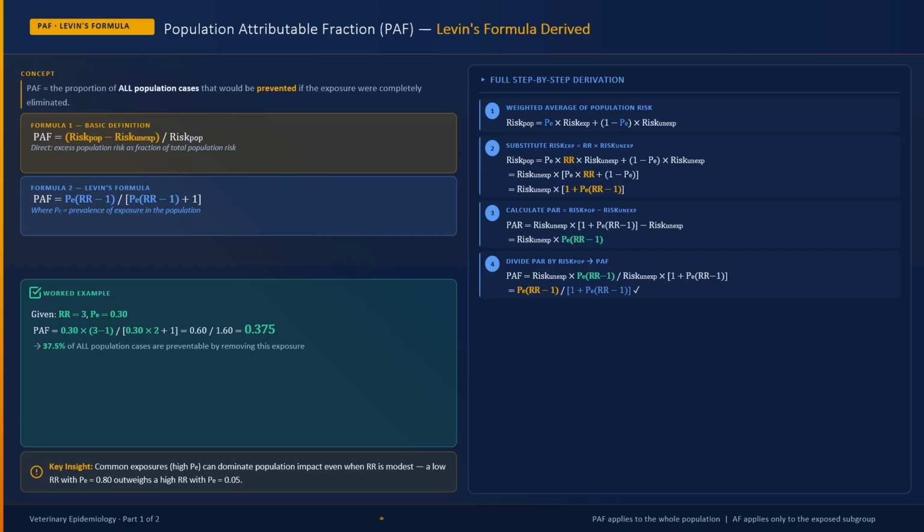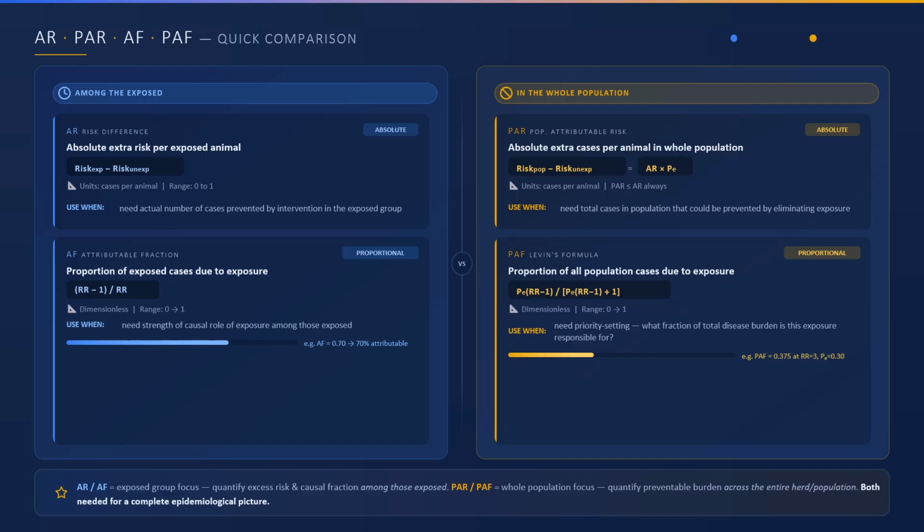The key insight for exam scenarios. A common exposure with a modest risk ratio can outweigh a rare exposure with a dramatic risk ratio. Prevalence drives population impact. Put all 4 attribution measures side by side because exam questions live in the differences. Left column is the exposed group. Right column is the whole population. Top row is absolute measures. Bottom row is proportional.